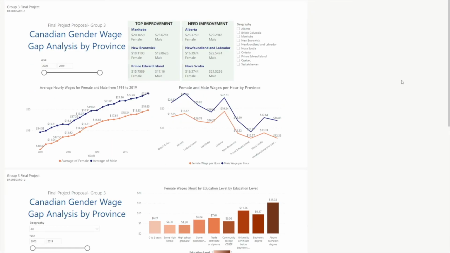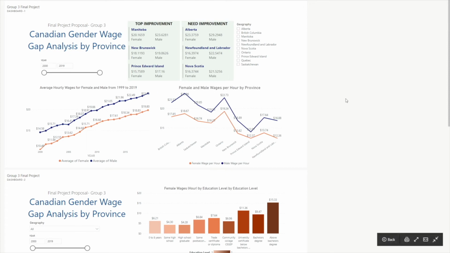The three provinces that rate in the bottom were Alberta, with a difference of $5.92 between female and male hourly wages, Newfoundland and Labrador with a difference of $6.60, and Nova Scotia with a difference of $5.16. And these were all the data from 2019.